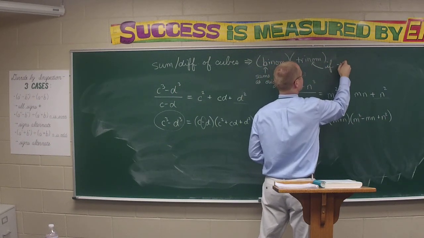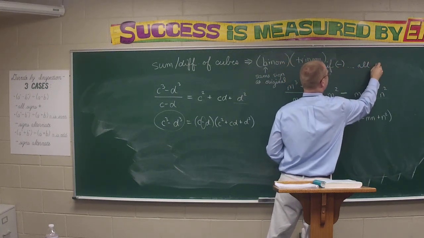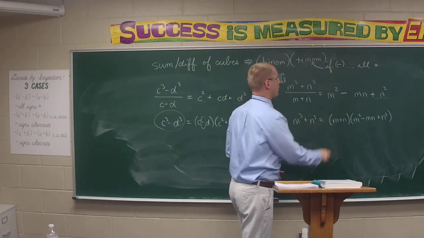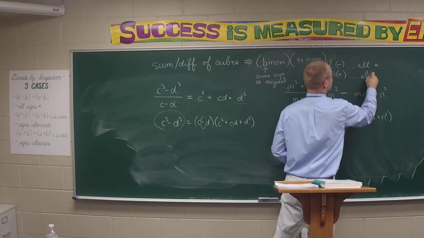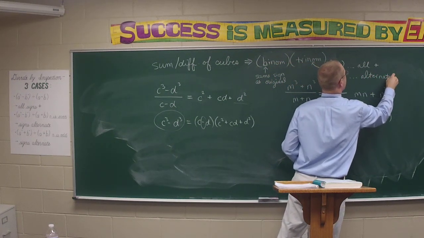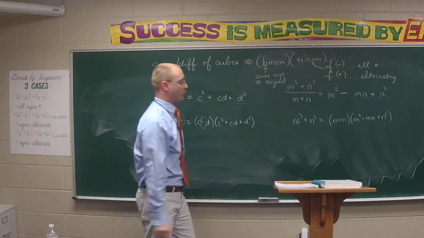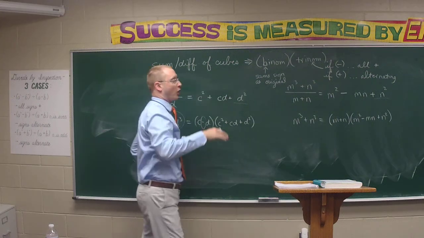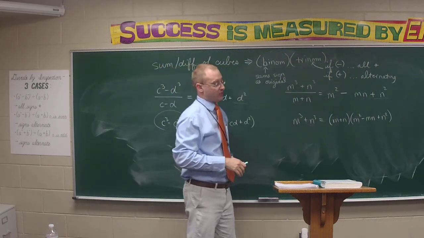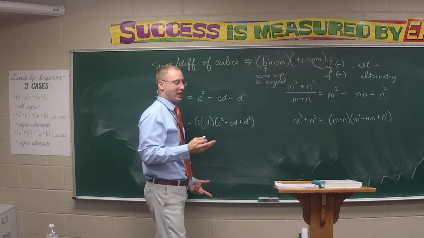So if negative, then all positive here in the trinomial. But if a positive in the binomial, we're going to get alternating signs in the trinomial. Okay, so if it's a negative in that binomial, we end up with all positives here in the trinomial. If it's a positive, then we end up with alternating signs.